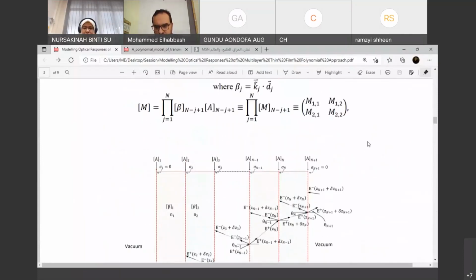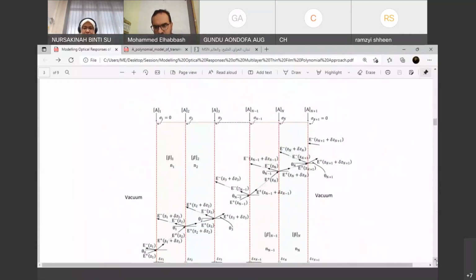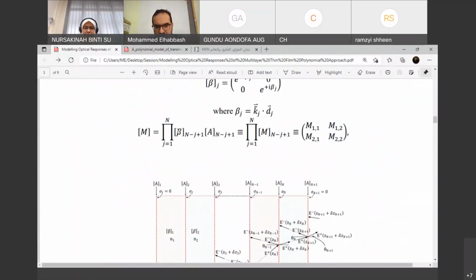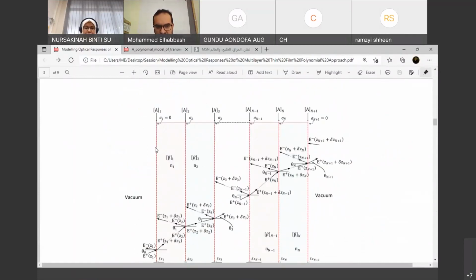You can see here, when we want to study or use the polynomial approach, we have to multiply the propagation matrix with the interface matrix. If we go through one layer or an odd number of layers, let us say 3 layers, 1, 2, 3, we have matrix A1, matrix beta 1, matrix A2, beta 2, again A3, and beta 3.